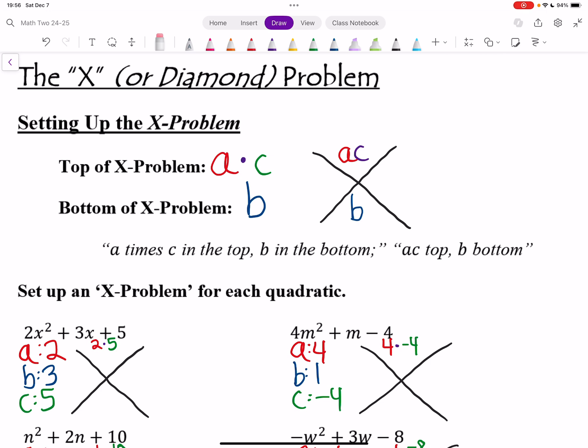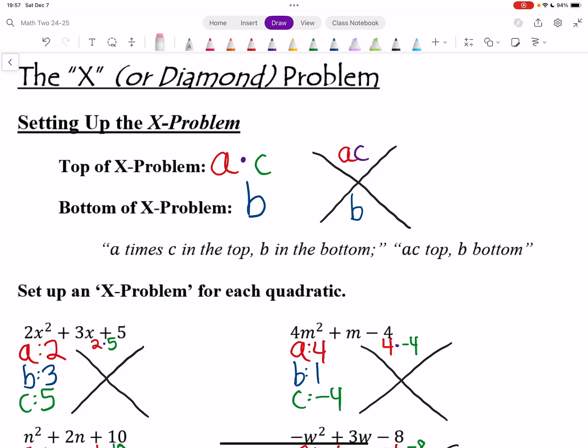In order to set up the x problem, after identifying a, b, and c, we're going to multiply a and c and write it in the top of the x problem, and then we're going to write b in the bottom of the x problem. There is a visual representation of what it will look like with each of those letters being replaced as numbers.